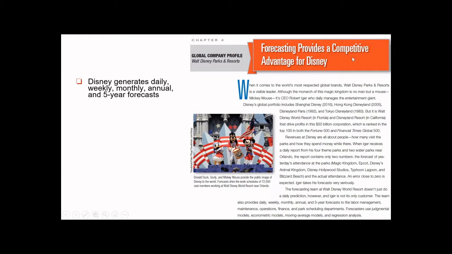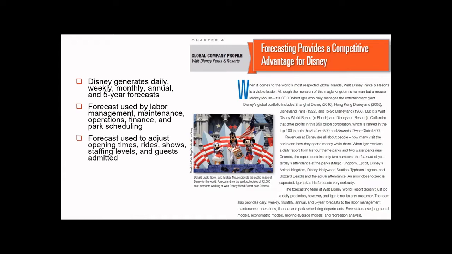It's actually forecasting provides a competitive advantage for Disney. Okay, Disneyland uses a lot of forecasting tools in order for them to plan their activities, in order for them to determine the opening hours and so on. So if you read here, it's a big investment, so they need to actually have good plans. So Disney generates daily, weekly, monthly, annual, and 5-year forecasts. So they have a forecasting system, and it is used by management, maintenance, operations, finance, and park scheduling, in order for them to meet their targets and customers. And forecast is used to adjust opening times, the rides, the shows, and the staffing levels, and the guests admitted into the, what do you call, theme park.